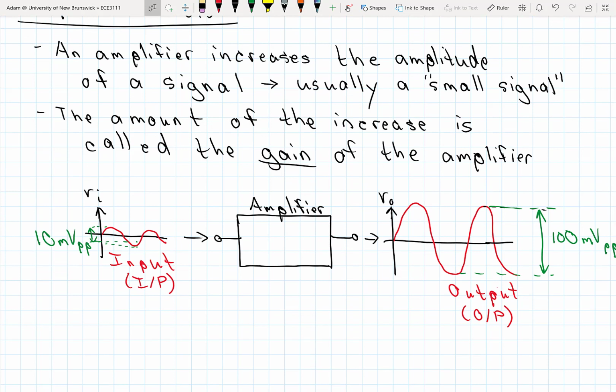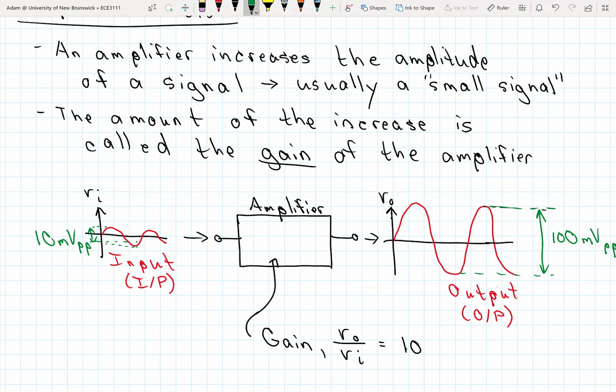Okay, so for this particular amplifier, as is often the case, we will define the gain of the amplifier, the gain being a measure of the output relative to the input. Okay, so we can calculate the gain if we know the magnitude of the output and the magnitude of the input. So in this case, our output is 10 times higher than the input, because our output was 100 millivolts peak to peak, our input was 10. So in this particular example, we have a gain of 10.